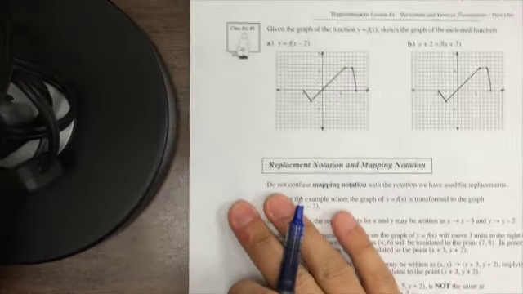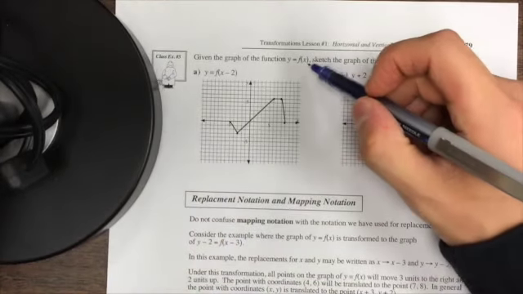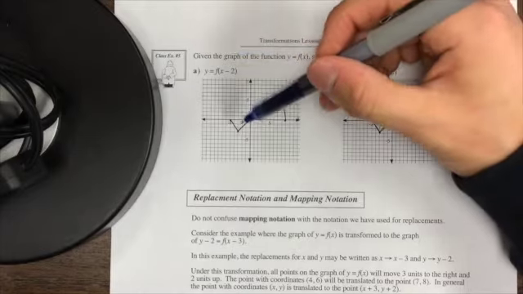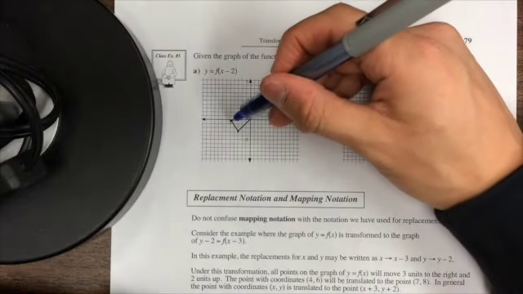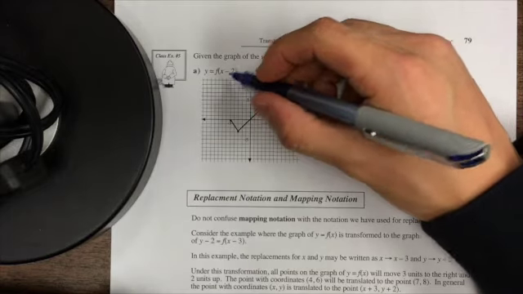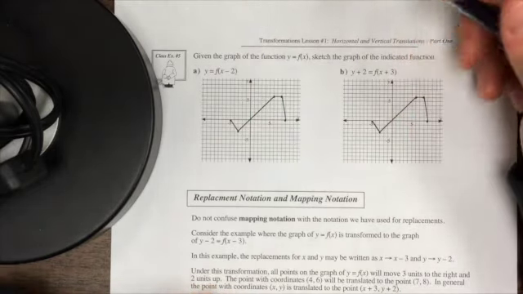Okay, last page. Now on this last page, what we're given are 2 functions. Given the graph of the function y is equal to f of x, we want to sketch the graph of the indicated function. So all we're doing really is looking at these points on this line, and then we're going to translate them by whatever parameters are indicated.